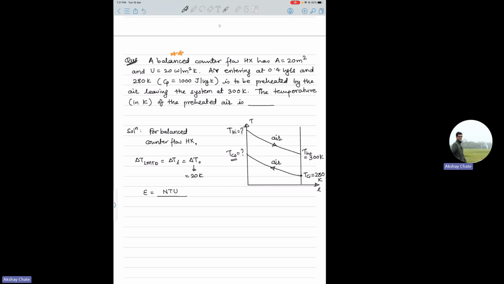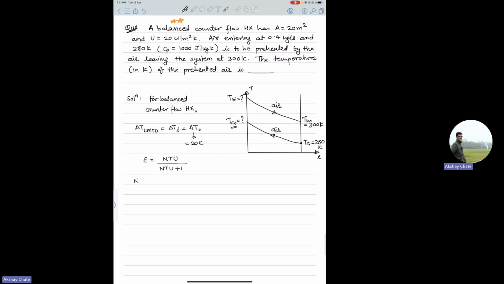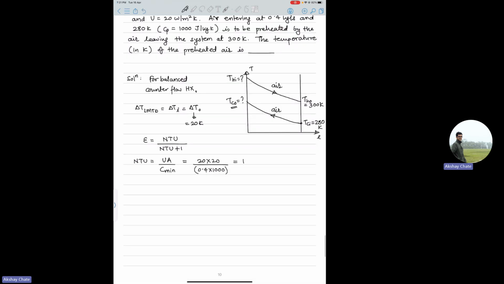NTU by NTU plus 1. This also we did the derivation. And NTU is nothing but UA by C minimum. Here C minimum, C maximum, everything is the same. And U is given as 20, area is given as 20, and your mass flow rate is 0.4, and your CP is 1000. So this is your C min or C. So this is basically 400 by 400. So you have NTU as 1. And therefore your effectiveness is 1 by 1 plus 1. So this is 0.5.